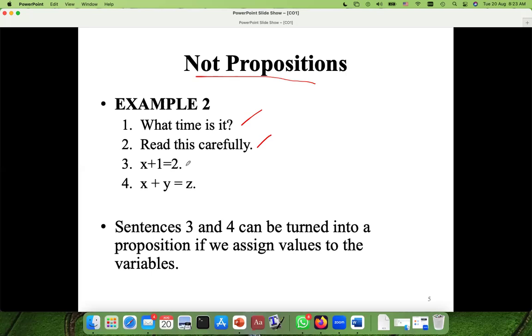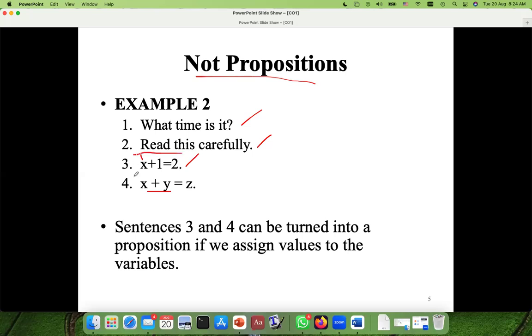Similarly, x plus 1 is equal to 2. We don't know whether it is true or false because we don't know the value of x. So that's why it is not a proposition. Similarly here, x plus y is equal to z. We don't know the values of x, y, and z. So we cannot tell whether it is true or false. So these all are not propositions.